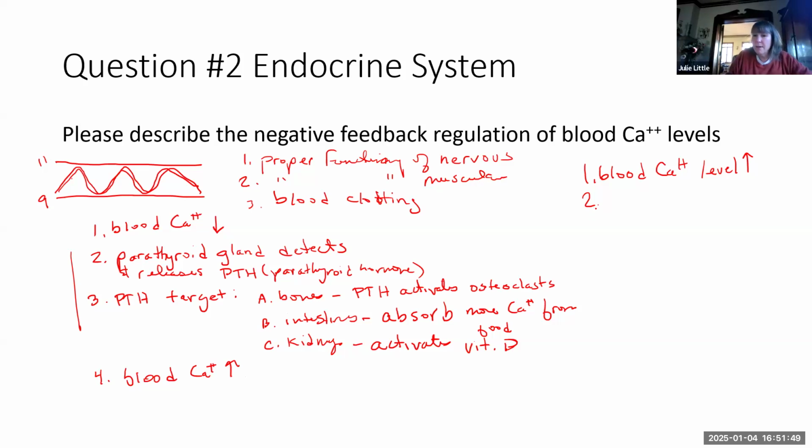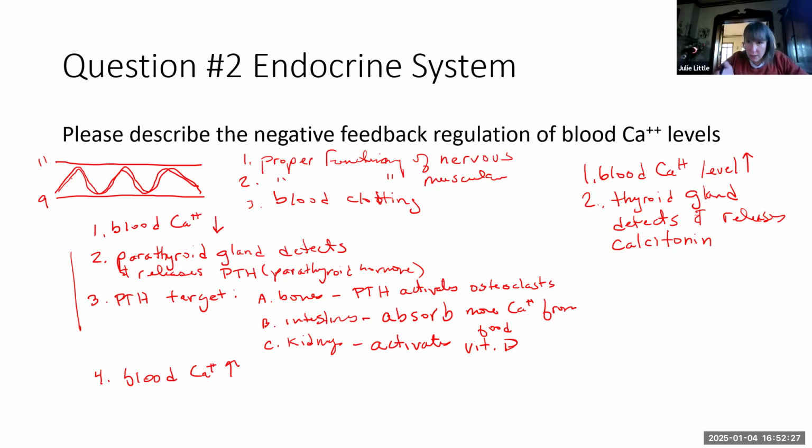Blood calcium levels go up. In this case, it's not our parathyroid gland that detects. It is the thyroid gland. Remember, those are two different organs. When it detects this, the thyroid gland releases not thyroid hormone, but it releases calcitonin. It tones down calcium levels, tones it down. Okay, so your blood calcium levels went up. The thyroid detects and releases calcitonin.